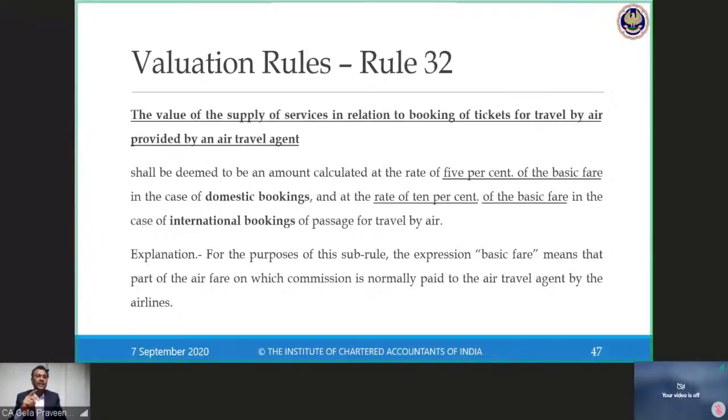Here, the provision says the value of supply in relation to booking of tickets for travel provided by a travel agent. Please look at the term: a travel agent. There is a difference between agent, travel agent, and a travel agent. A travel agent is a person who has been officially appointed and authorized by IATA, the Indian Airports Travel Authority. This is one agency which gives a license to travel agents for booking of tickets. IATA is one regulation authority for price regulation and monetary transactions.